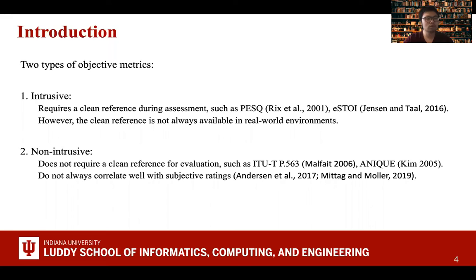And there are two types of objective metrics, including the intrusive ones, which require a clean reference signal during the assessment, such as PESQ and eSTOI. However, in practice, the clean reference is not always available in real-world environments. And the second type is the so-called non-intrusive metric, which does not require a clean reference signal for evaluation. However, it does not always correlate well with the subjective ratings.